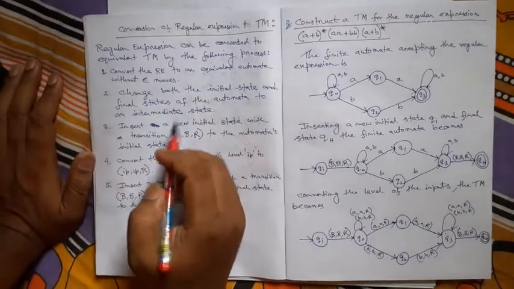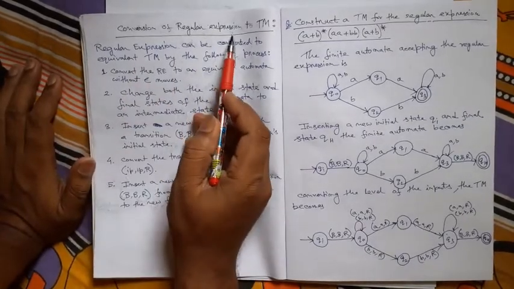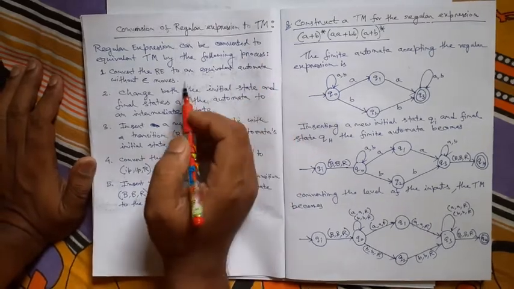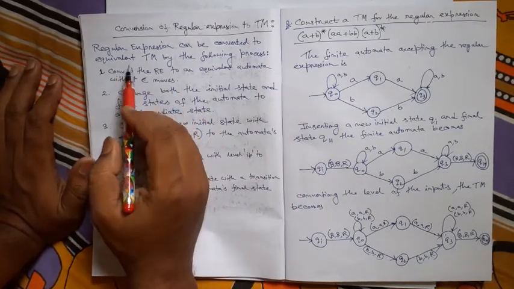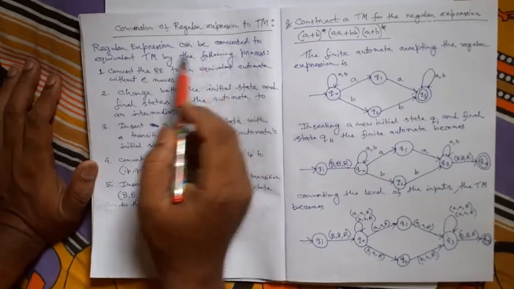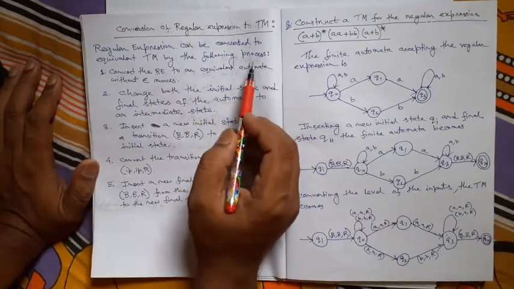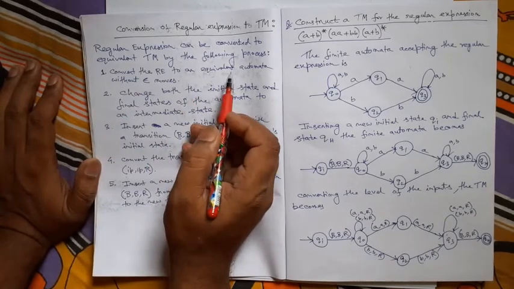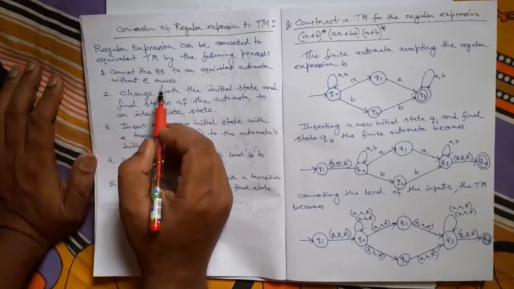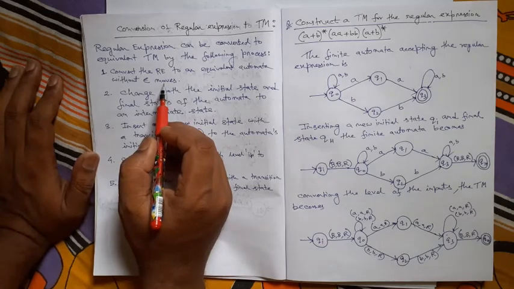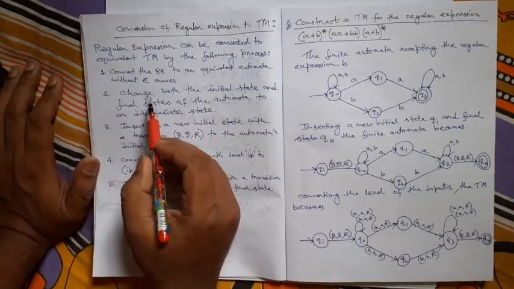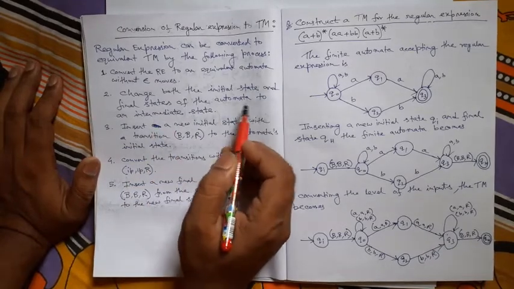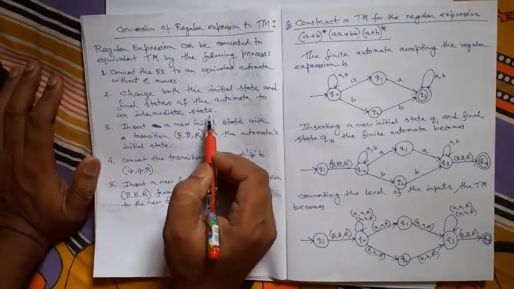So let's see this conversion of regular expression to a Turing machine. What is the procedure? A regular expression can be converted to an equivalent Turing machine by the following process. First, convert the regular expression to an equivalent automata without epsilon move. I think you know what an epsilon move is. Then change both the initial state and final state of the automata to an intermediate state.